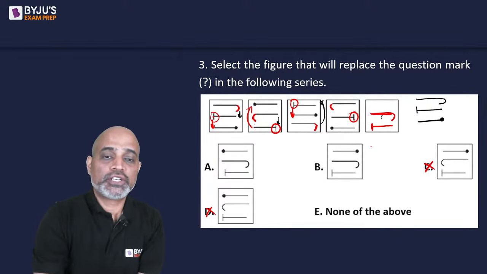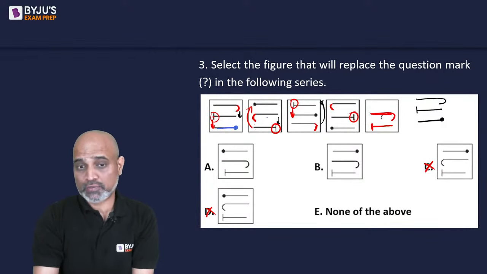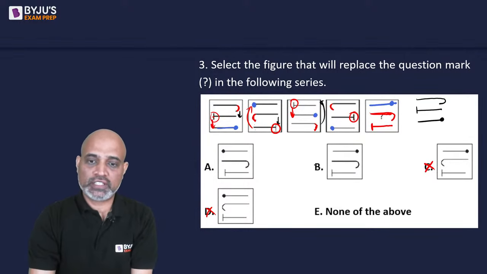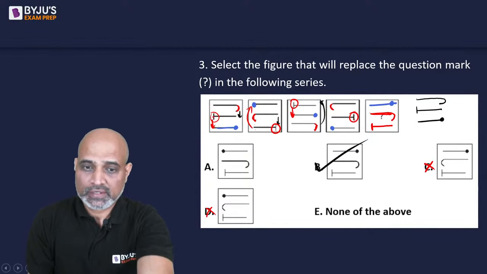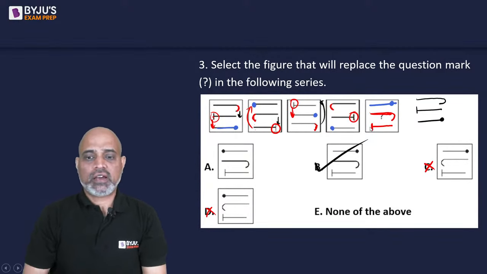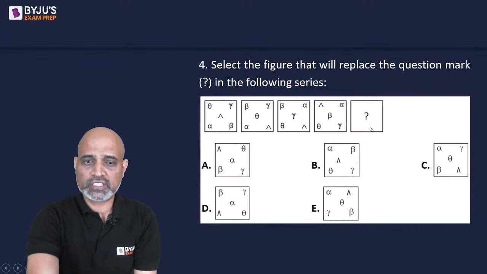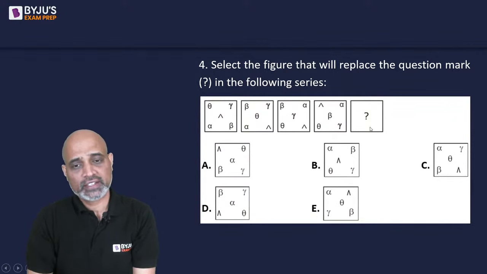So let's look into the I figure. The dot of the I was on the right hand side, then left, then right, then left. Now it's the turn for it to be on the right hand side. So the best figure is going to be B. You can say mirror image every time. Every consecutive pair of figures were mirror images, correct?